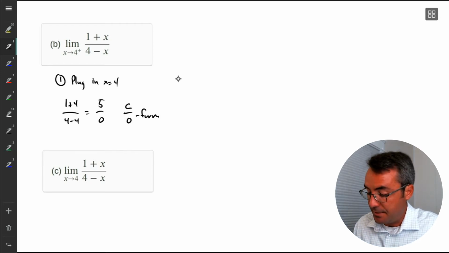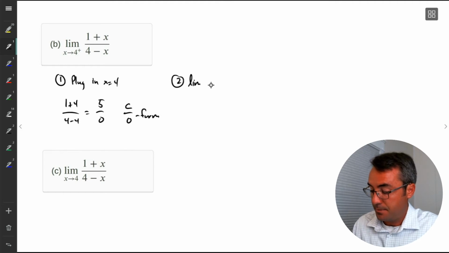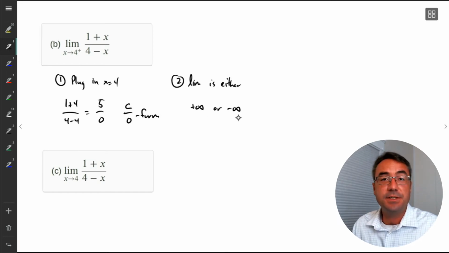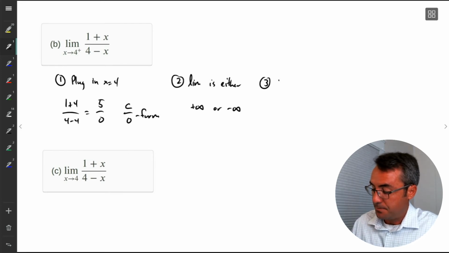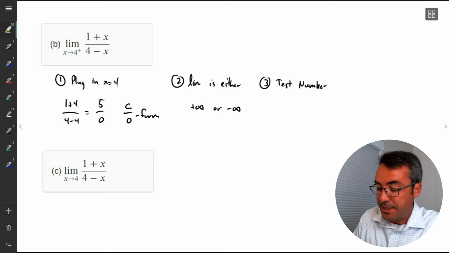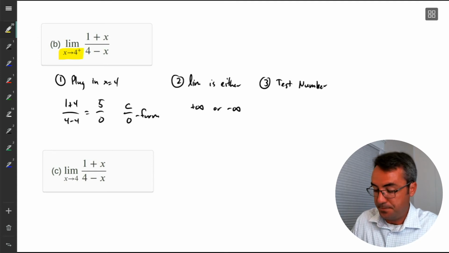And what that tells us then is that the limit, because we have this very specific format here, is either positive infinity or negative infinity. And we have to figure out which of these it's going to be. So we're going to do a test number, just like we did. And now this is where we have to pay attention to how we're approaching 4. Now we're approaching 4 from the right.